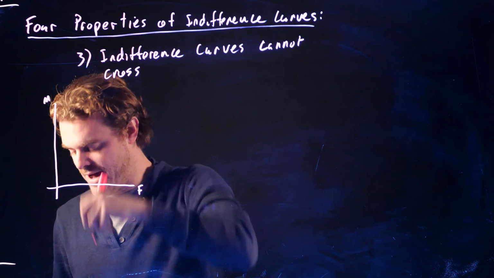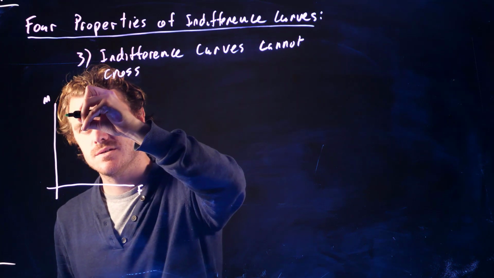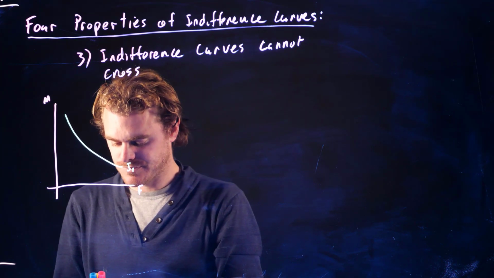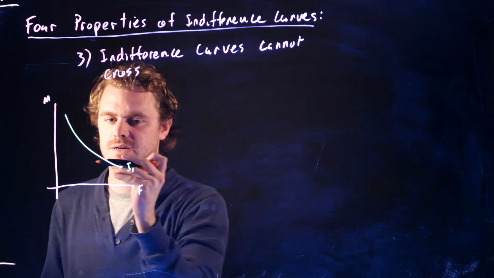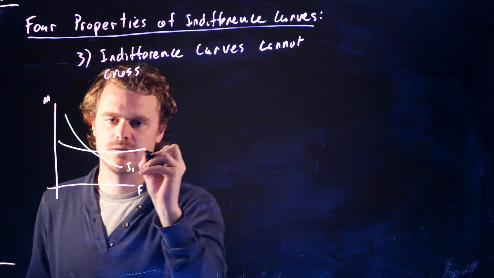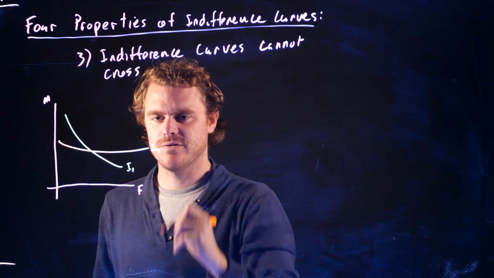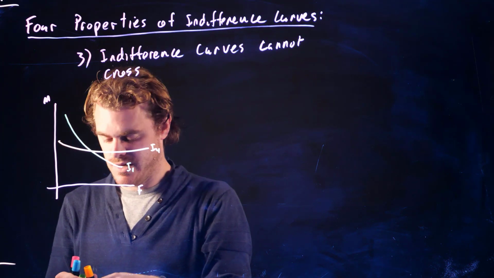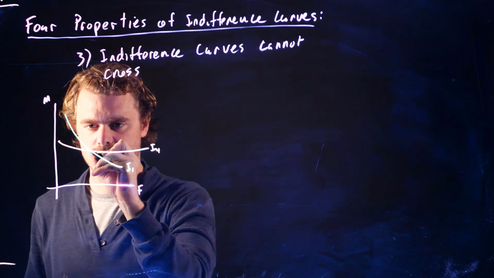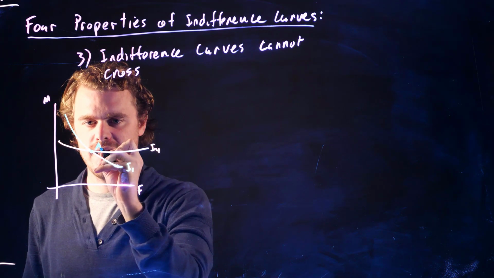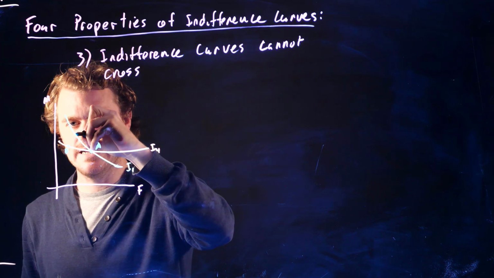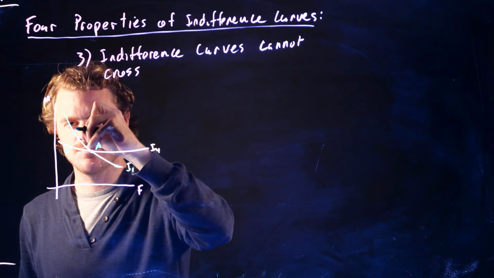So let's say we have two different indifference curves. Let's call that I1. Let's have a different color, and let's say this is indifference curve I4, and let's think of a couple of points here. So let's call point A where these two cross. Let's call this point B, and then let's call this point C.